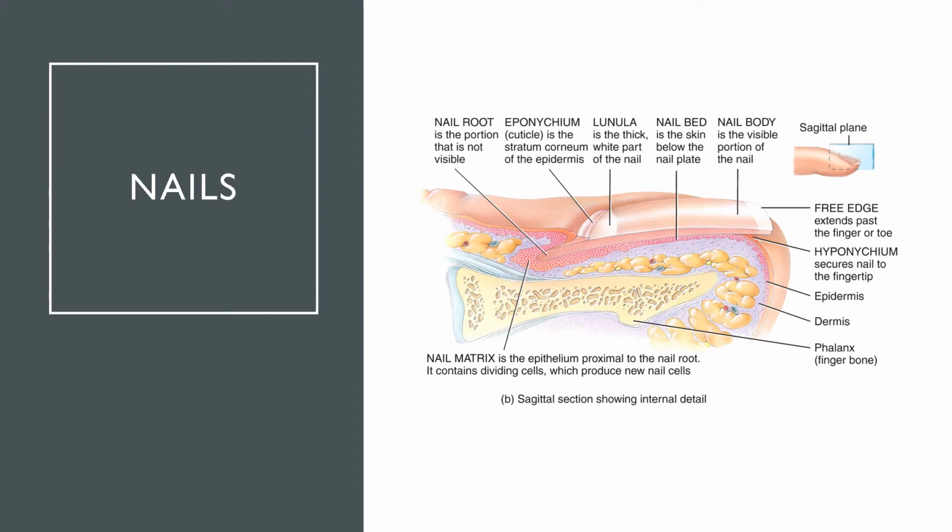So beneath this free edge here is a thickened region of stratum corneum called the hyponychium. The hyponychium secures the nail to the fingertip. So it's a thickened region of stratum corneum, but its actual function is to secure the nail to the fingertip.